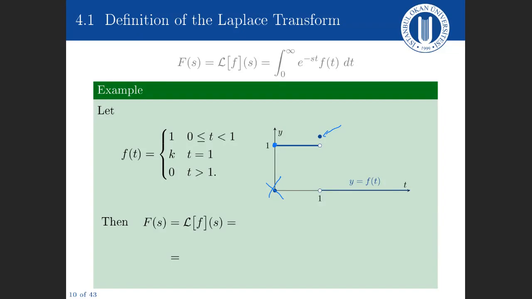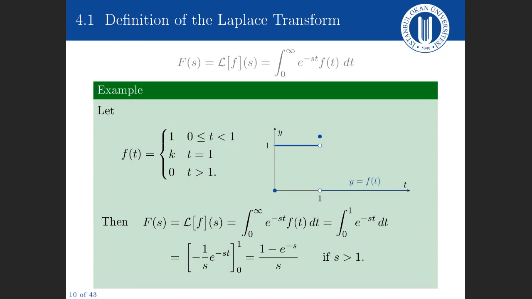Calculate the Laplace transform of this function. I want to calculate capital F of s, the Laplace transform of small f. And I have my formula at the top. Now, the function is equal to 1 between 0 and 1, and then the function is equal to 0. So between 0 and 1, we have 1. Between 1 and infinity, we're integrating 0, which is 0. So really, we're just integrating the function e to the power minus st between 0 and 1.